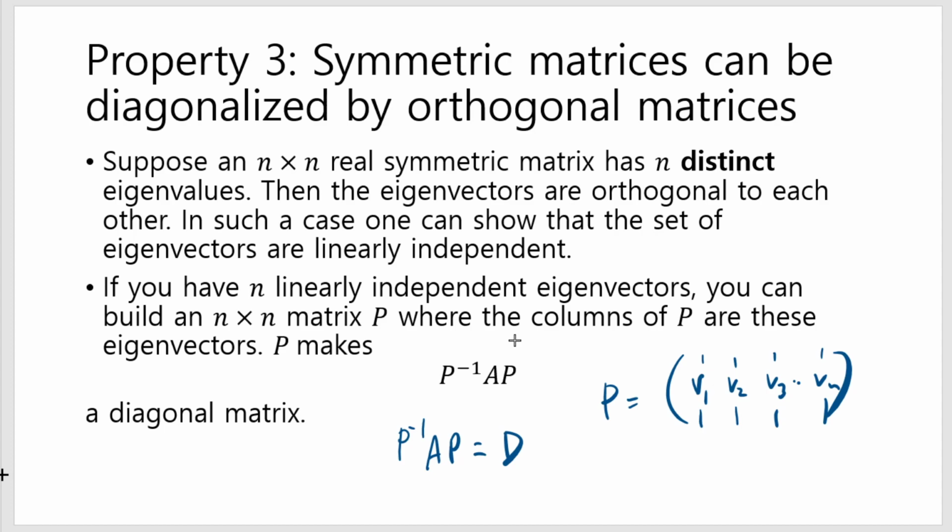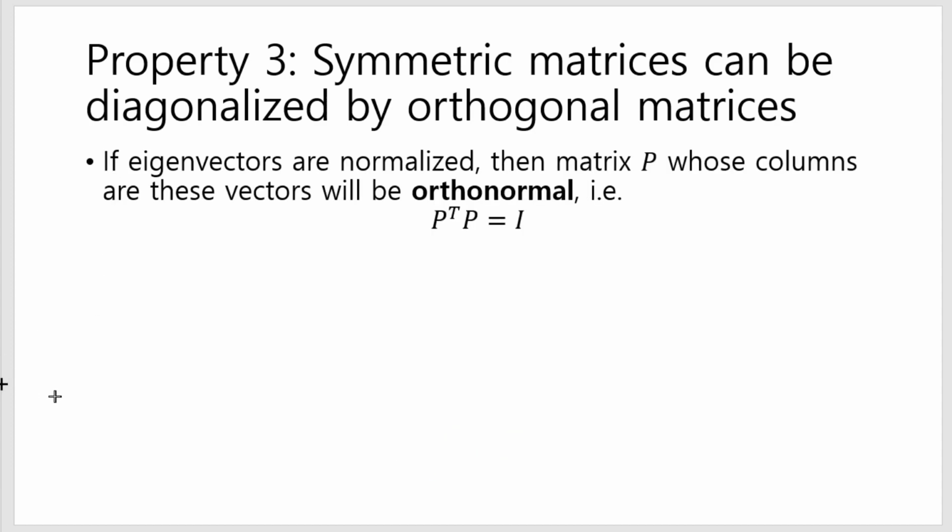The problem here is that you can't guarantee that the symmetric matrix you get has n distinct eigenvalues. Some of them might have repeated eigenvalues, right? In that case, this argument cannot be used. So for that case, we need to think about what can be done.